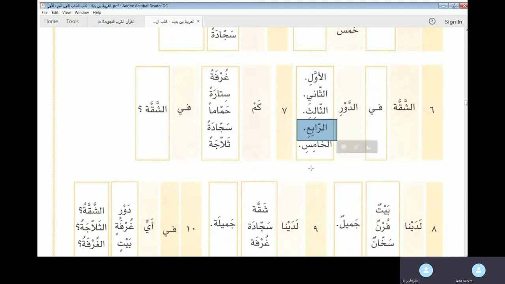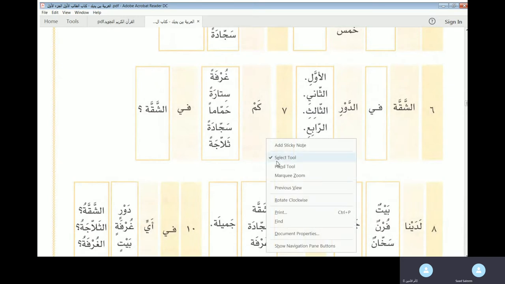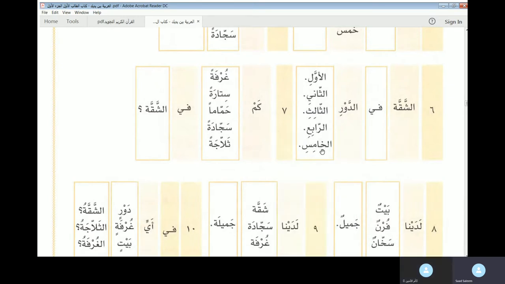Ashaqatu fi dari al-rabi'. The apartment is on the fourth floor. Ashaqatu fi dari al-khamis. The apartment is on the fifth floor.